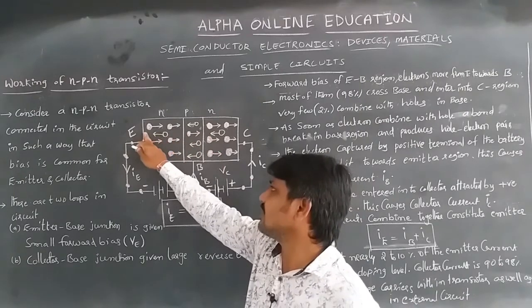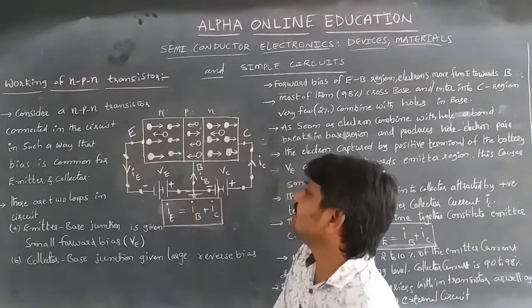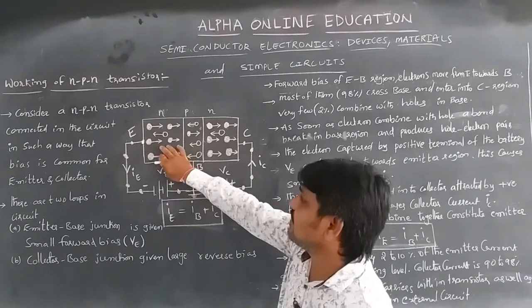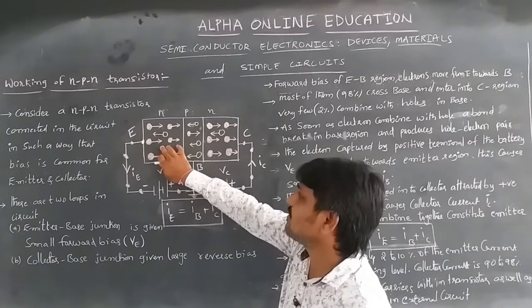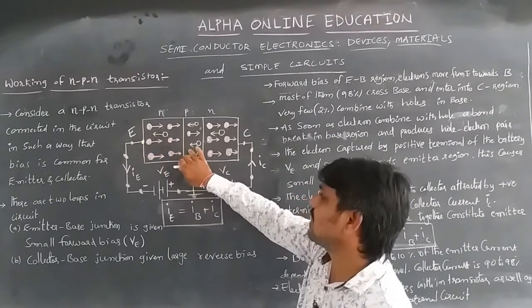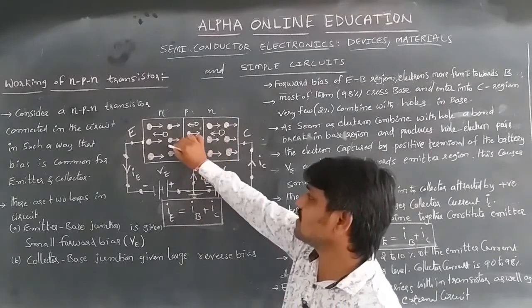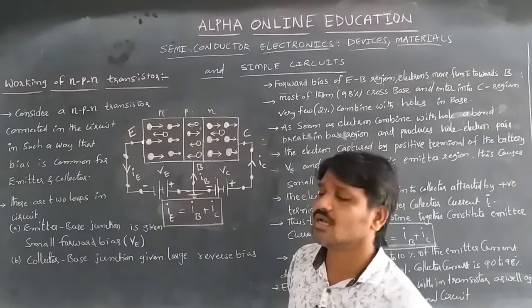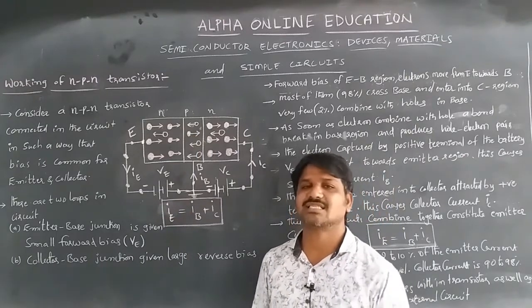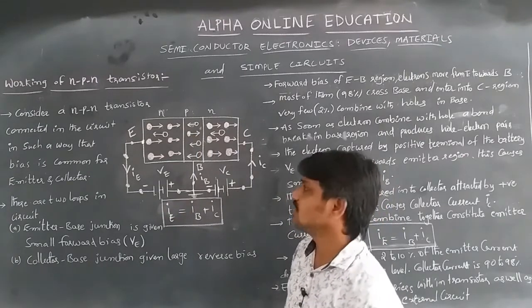The emitter is a heavily doped material, the base is lightly doped, and the collector is moderately doped. In these crystals, electrons are the majority charge carriers in the circuit.